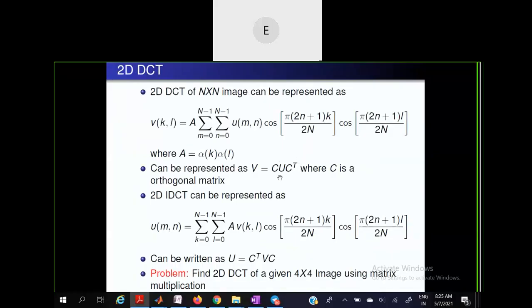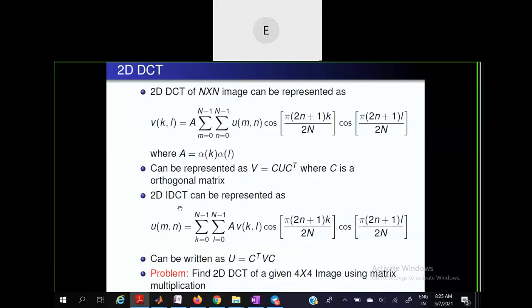Now please be very careful here. In DFT, the transpose was itself because it was a symmetric matrix, but here you should not forget this transpose operation. So I can use this formula to find the forward DCT of a given image. V is equal to C into U into C transpose, where C is the one dimensional discrete cosine transform matrix, which is definitely orthogonal, which we have verified.